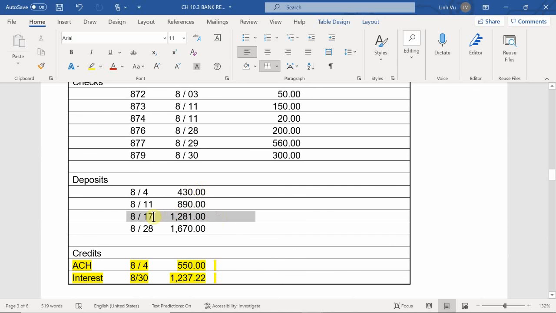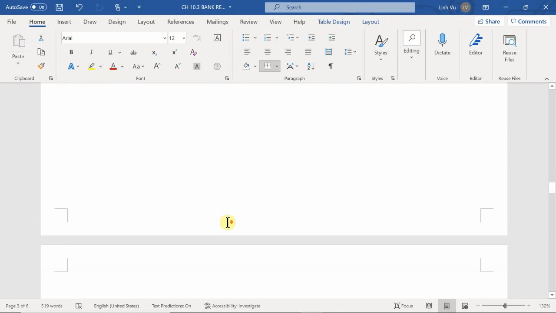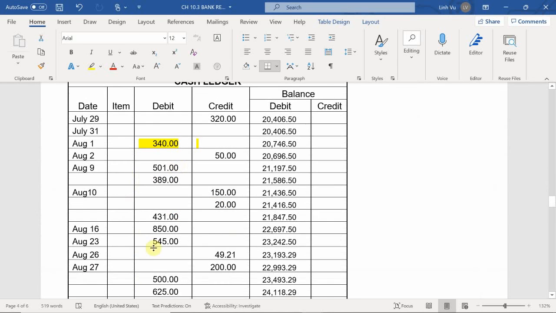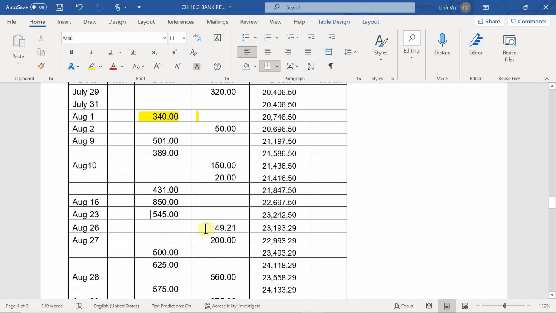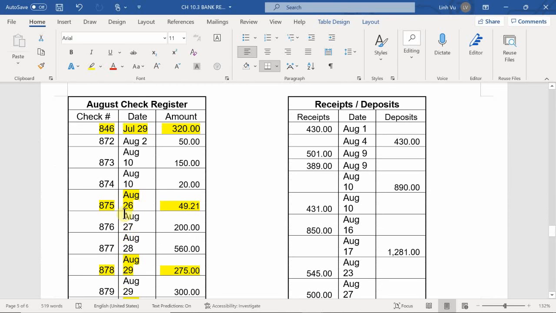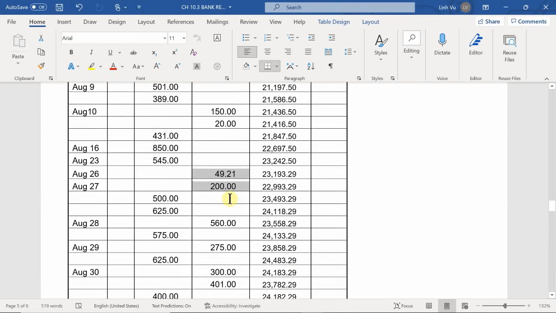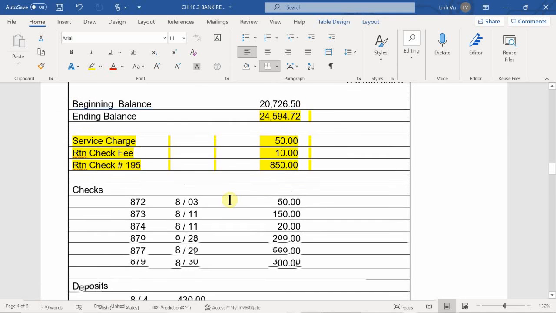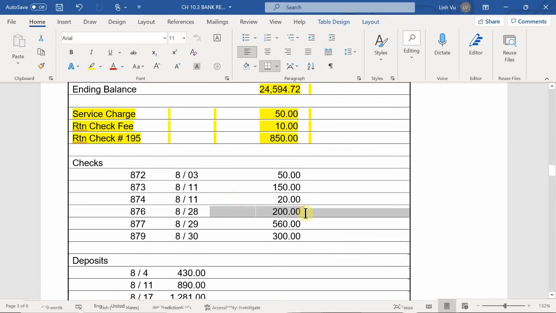Yes, it did. Okay. So I have my 545 pending. Did I write a check out for $49.21 and $200? In this case, my check $49.21 was one of the checks that has not cleared yet. But did I write my check out for $200? Let's see in our bank statement. Yes, it has cleared. Okay.